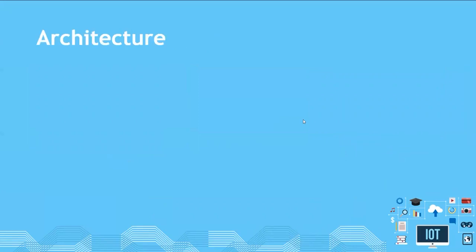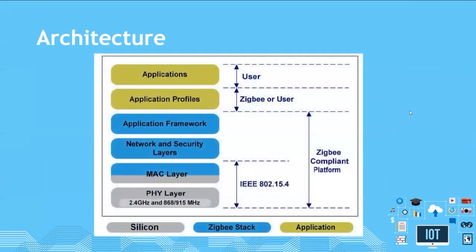Now let's see about the architecture of ZigBee. The ZigBee architecture is a combination of 6 layers, namely the application layer, application interface layer, security layer, network layer, medium access control layer, and physical layer. The application layer is present at the user level. The application interface layer, security layer, and network layer are the ZigBee Alliance, and they are used to store data, and they use the ZigBee stack.